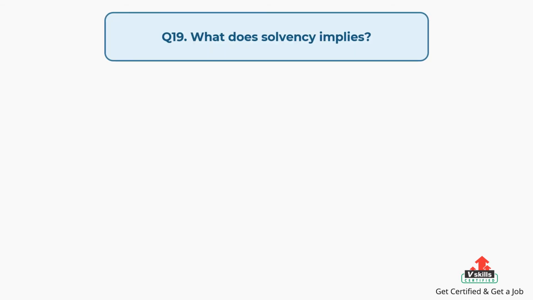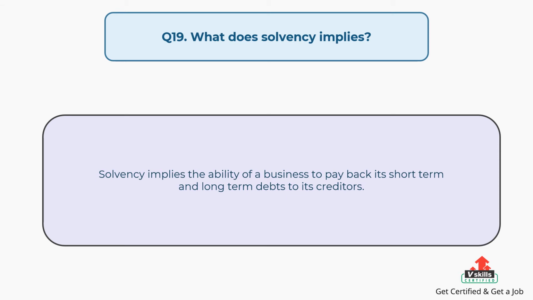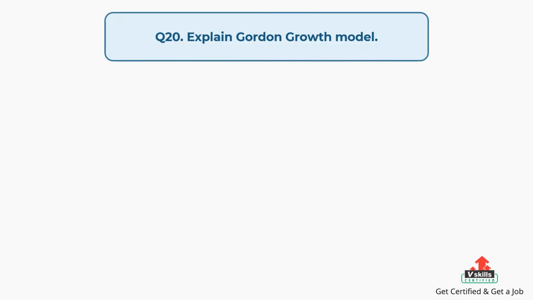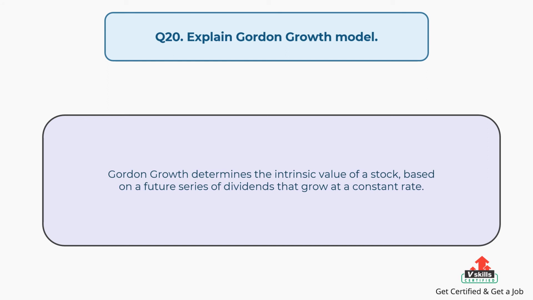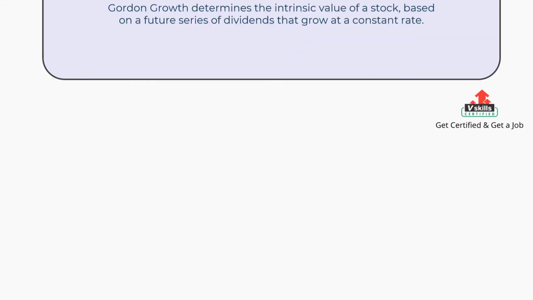technologies. Question number 19. What does solvency imply? The answer is, solvency implies the ability of a business to pay back its short-term and long-term debts to its creditors. Question number 20, explain Gordon Growth Model. The answer is, Gordon Growth determines the intrinsic value of a stock, based on a future series of dividends that grow at a constant rate.